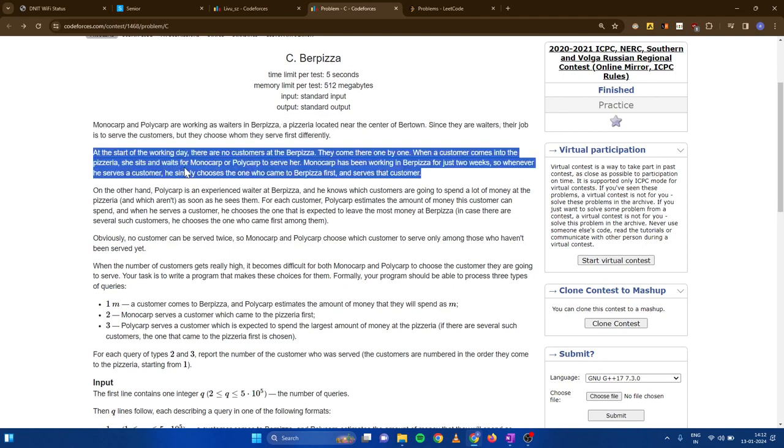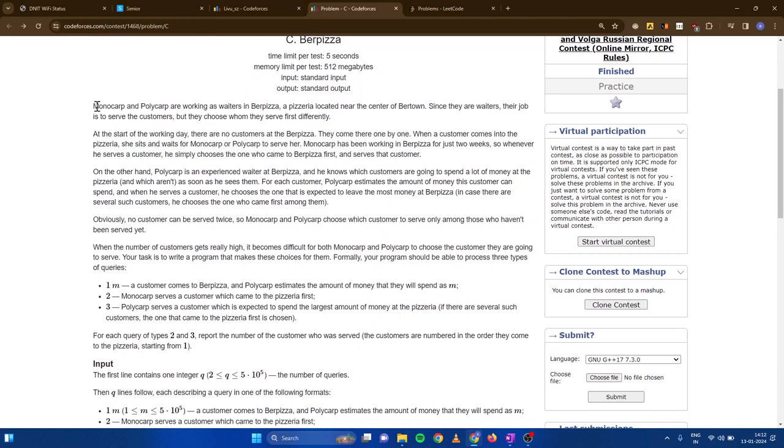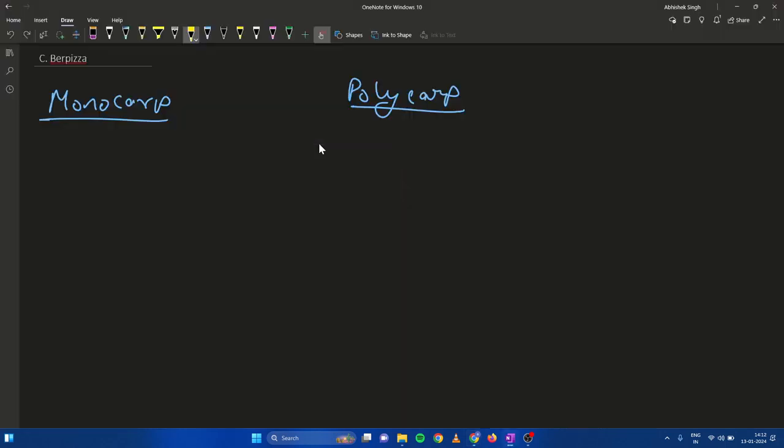Let's start by reading the problem statement. I would neglect the story and explain the problem statement in brief. The problem says that there are two waiters, Monocarp and Polycarp. They are working in a hotel, Beprizaa, and the story tells that there are going to be various customers coming into this hotel. Suppose customer one came, then two came, then three came, and so on.